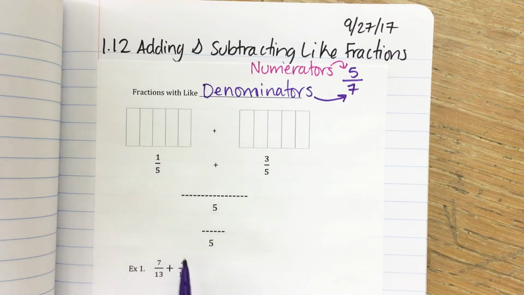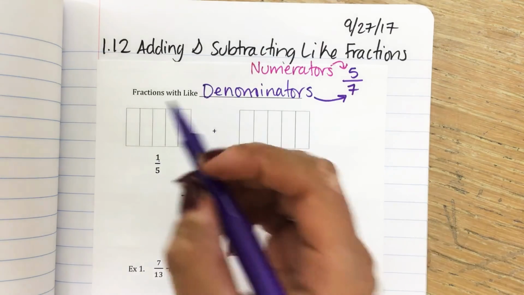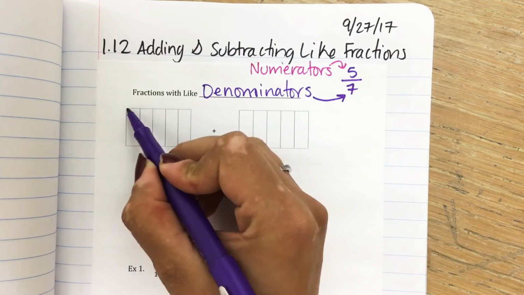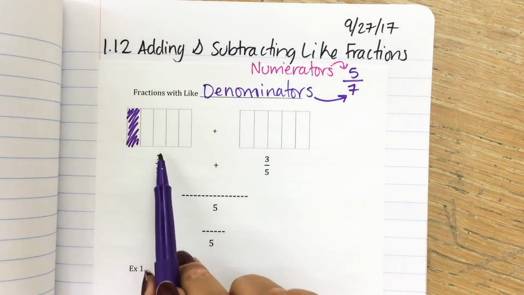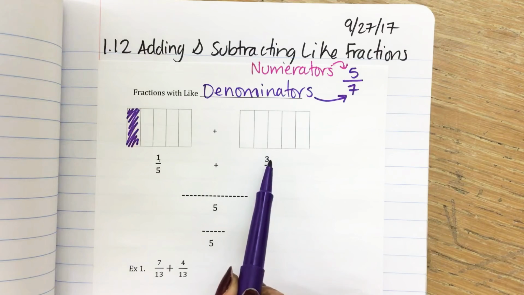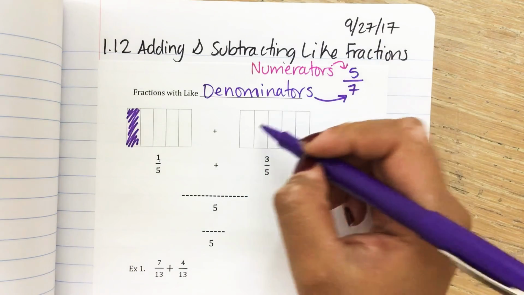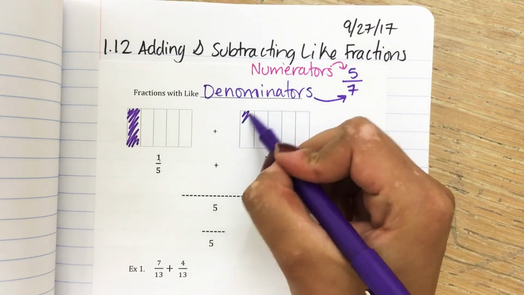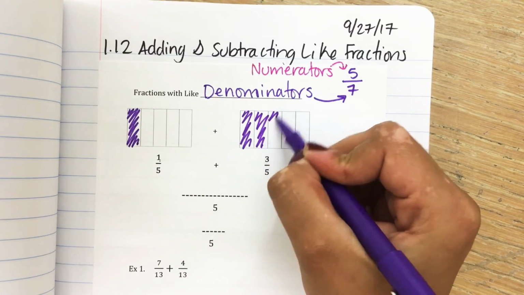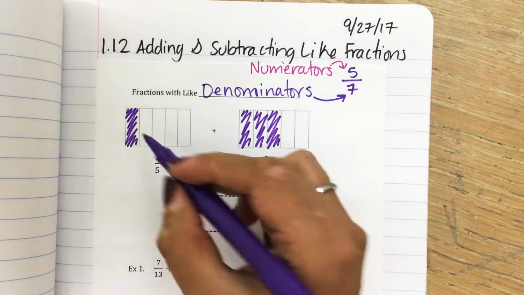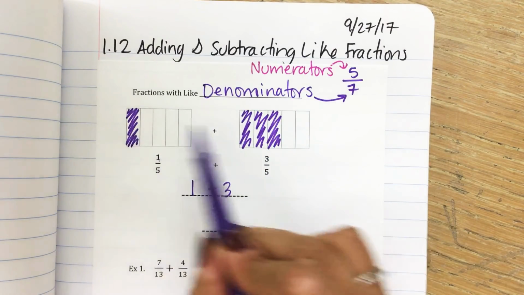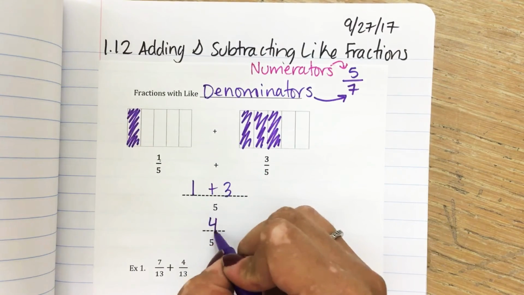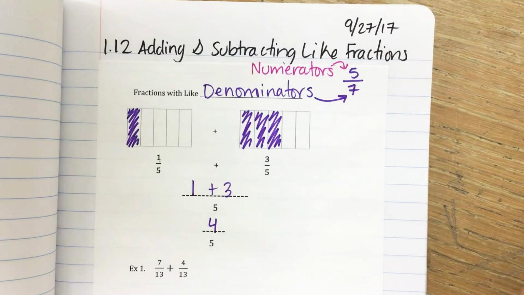We have 1/5 here, and we have 5 bars, but we only have 1 out of those 5, so I'm going to shade only one of those bars. I want to add this 1/5 to this 3/5. So out of these 5 bars, I'm only going to shade in 3. Here I have 1, here I have 3. How many do I have in total? I have 1, 2, 3, 4 bars. I only have 4 out of those 5 bars.